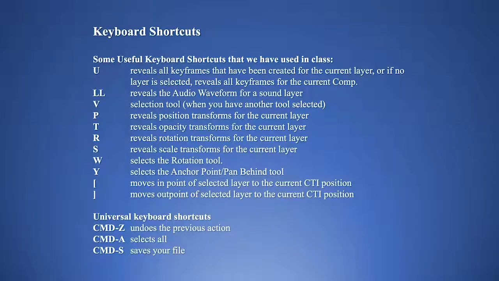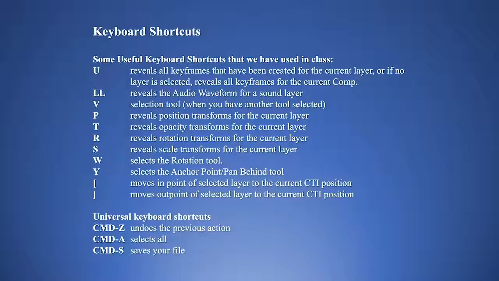Some keyboard shortcuts. Some useful keyboard shortcuts that we have used in class. U will reveal all keyframes that have been created for the current layer, or if no layer is selected, it reveals all the keyframes for the current comp. LL reveals the audio waveform for a sound layer. The V is the selection tool when you have another tool selected, but don't use V when you have the text tool selected, because it will just type a V on the text layer.